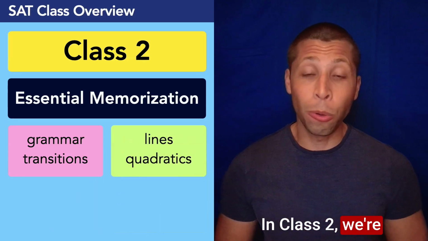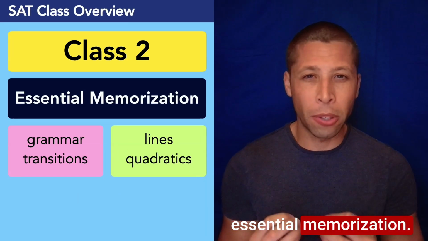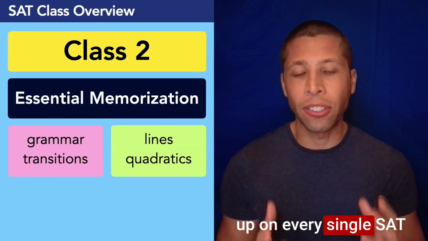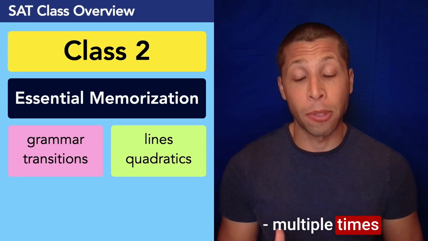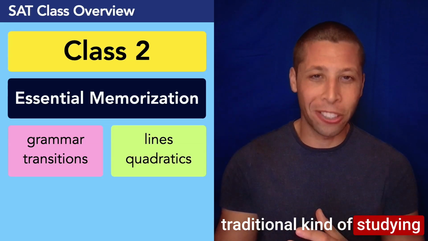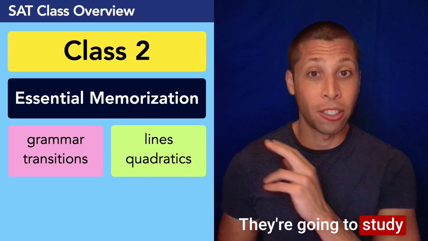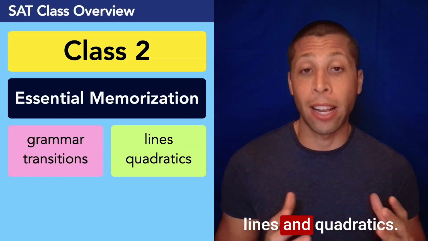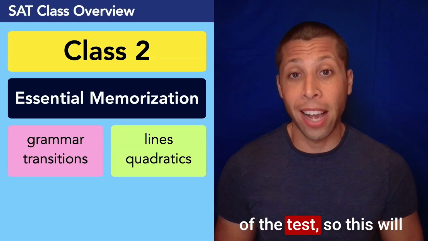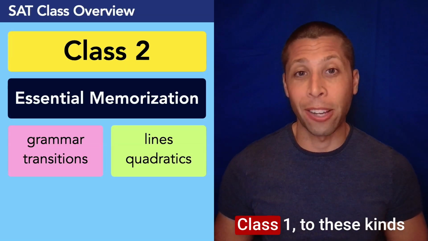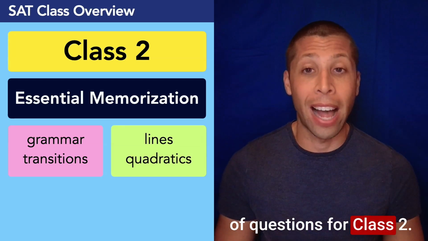In class 2, we're going to go over the essential memorization. These are the topics that are basically unavoidable. They're going to come up on every single SAT multiple times on each test. So this is where we do have a little bit more of the traditional kind of studying that students are used to. They're going to study grammar, they're going to study the transition words, and for math, they're going to look at lines and quadratics. These are big parts of the test, so this will feel very traditional, but of course, we're going to adapt those strategies we did in class 1 to these kinds of questions for class 2.